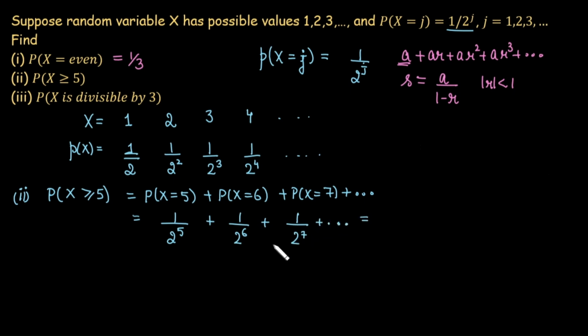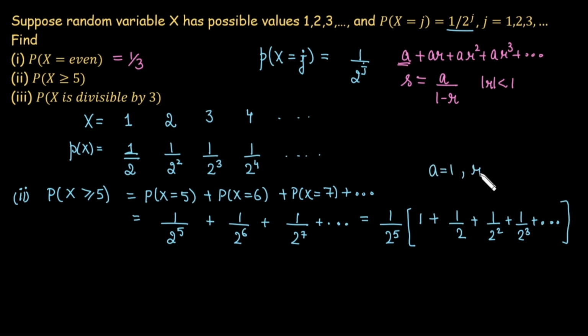Again this is an infinite series. What we can take common is 1 upon 2 raised to power 5 outside. Here we have 1 plus 1 by 2 plus 1 by 2 square. Next is 1 by 2 cube and so on. So again we have a GP series here, that is again an infinite GP series. What is the value of A here? That is 1 and R is 1 by 2, the second term divided by the first term. So this can be written as 1 by 2 raised to power 5 and the sum of this series is equal to A upon 1 minus R.